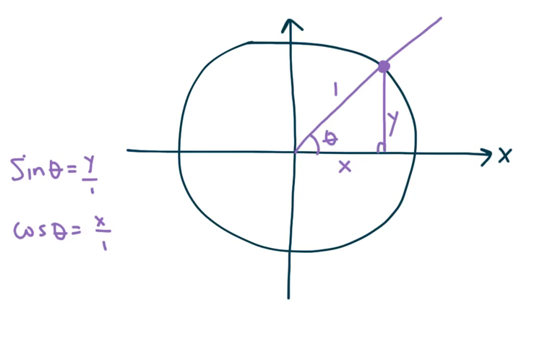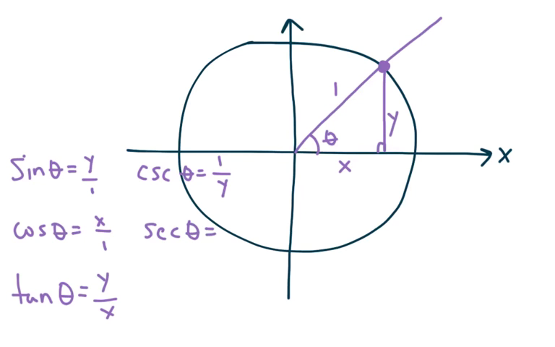Our other trig functions on the unit circle: tangent, which is opposite over adjacent, is going to be y over x. And then I'm going to do my reciprocal functions. The reciprocal of sine is cosecant, so it's 1 over y. The reciprocal of cosine is secant, that's 1 over x. And the reciprocal of tangent is cotangent, which is going to be x over y. But remember, do you have to know these definitions? Not really, because they're just the same as using opposite, adjacent, and hypotenuse.